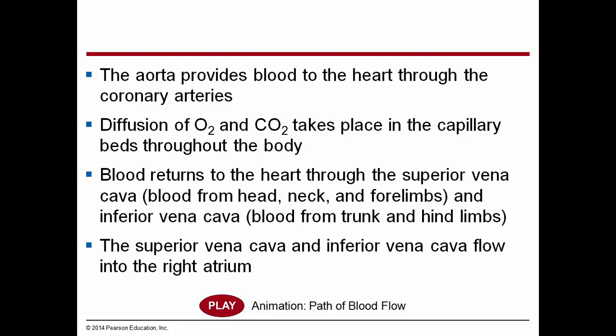Diffusion of oxygen and carbon dioxide takes place in the capillary beds throughout the body. Blood returns to the heart through the superior vena cava, blood from the head, neck, and forelimbs, and the inferior vena cava, blood from the trunk and hind limbs or legs. The superior vena cava and the inferior vena cava flow right into the right atrium.